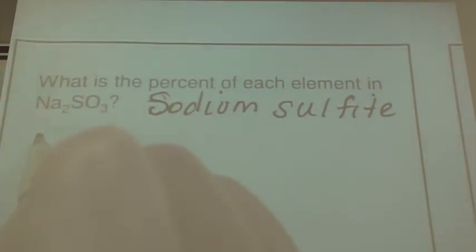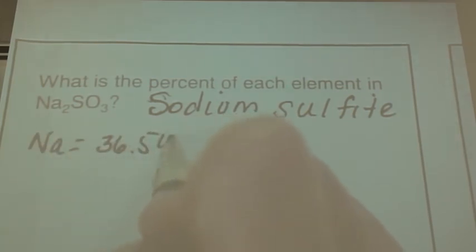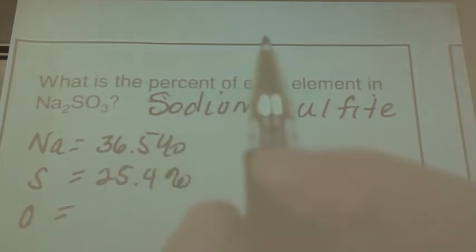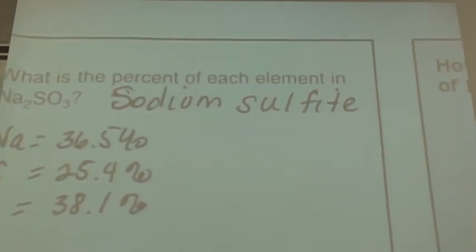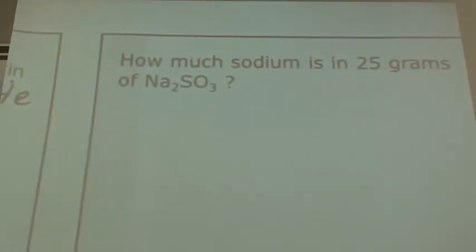Okay, I think we figured out that sodium was 36.5%, sulfur was 25.4%, and oxygen was 38.1%. Everybody agree with me? Because we just did that. All right, here is the only tricky problem there.